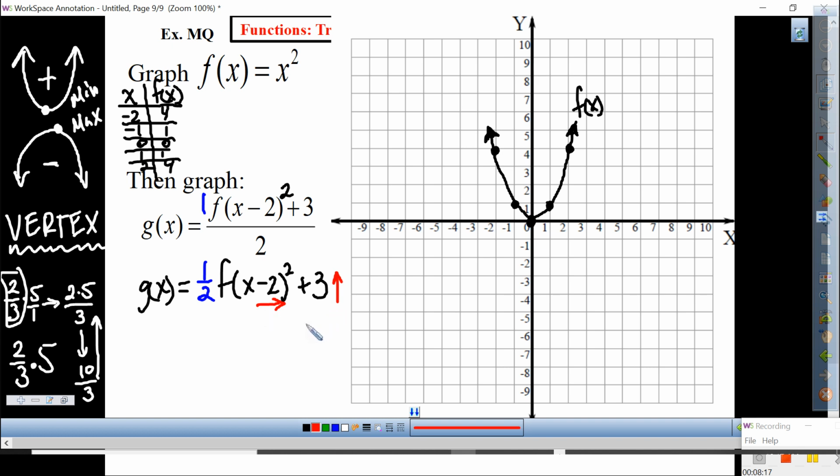But before that, look at this one. What is this parameter? Parameter A. What is that going to do to the original one? Tell your neighbor, what is that going to do to the original one?